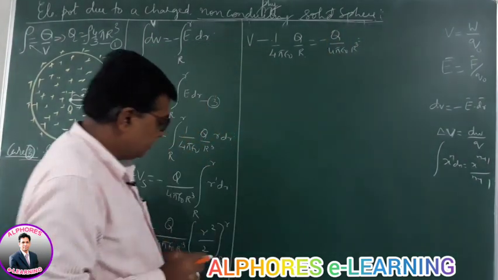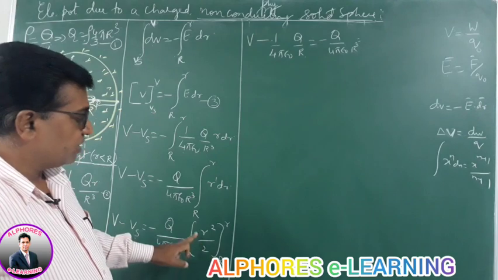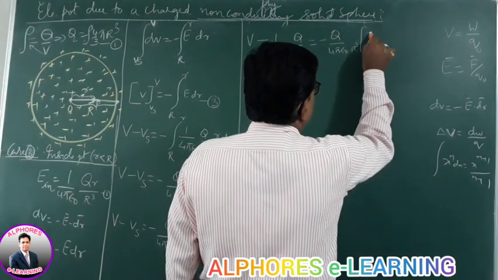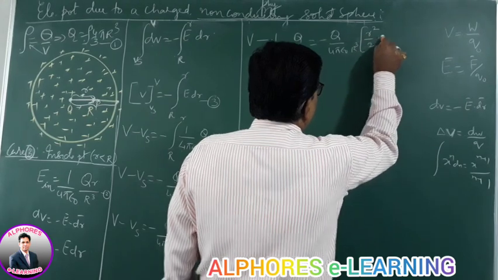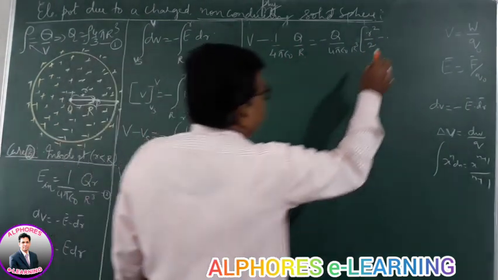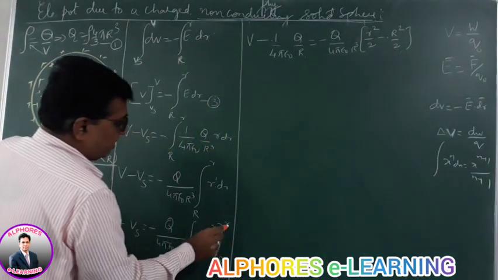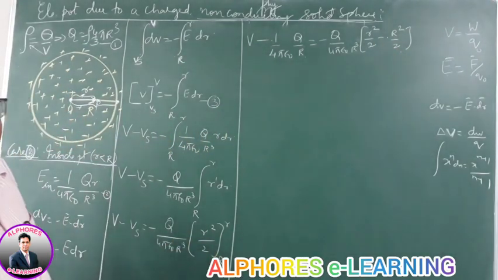It is upper limit minus lower limit. So it is upper limit is small r square by 2 minus the lower limit is capital R square by 2. Upper limit is small r, lower limit is capital R.